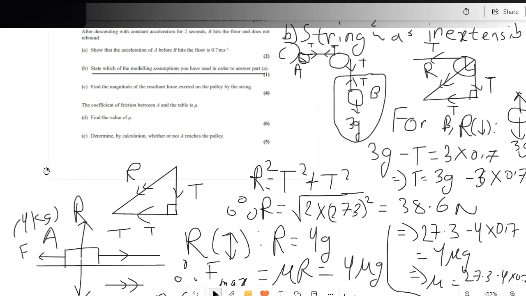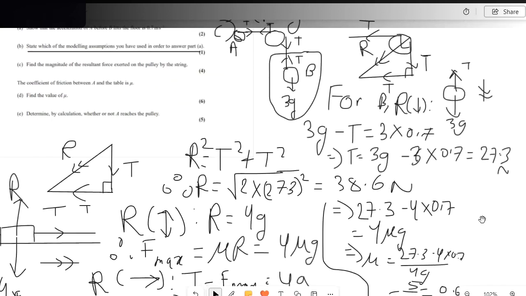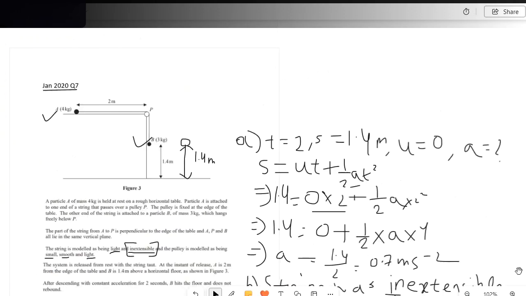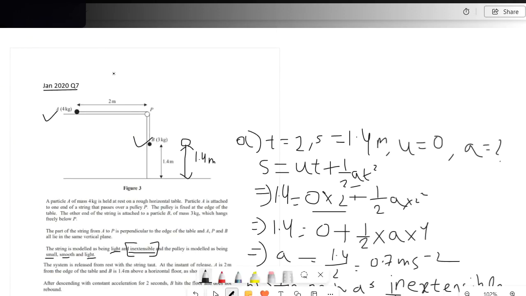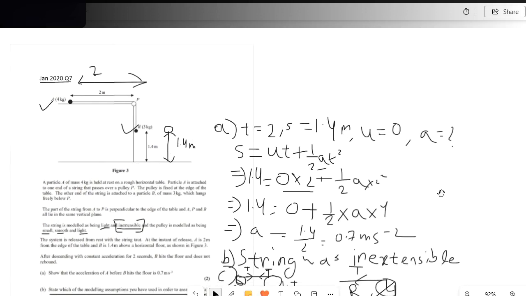For part A, we have to determine by calculation whether or not A reaches the pulley. So if you remember the diagram, the whole length of AP, the string, is 2 meters. So we have to calculate whether the particle A will reach the pulley or not. First, we have to consider the motion of A.